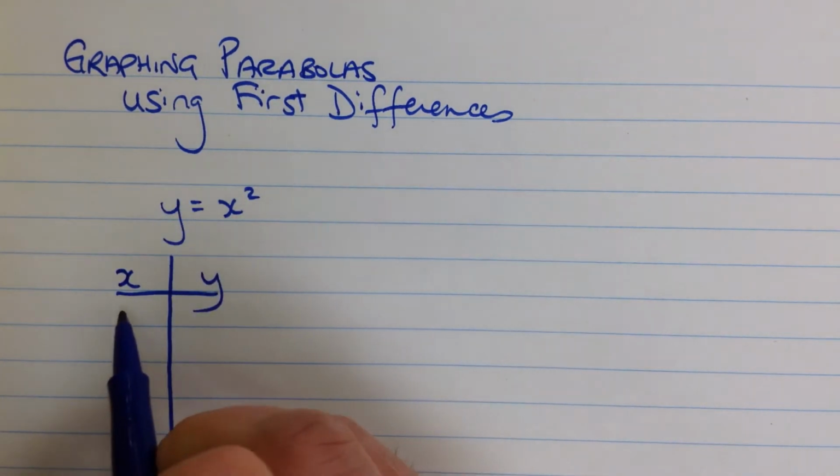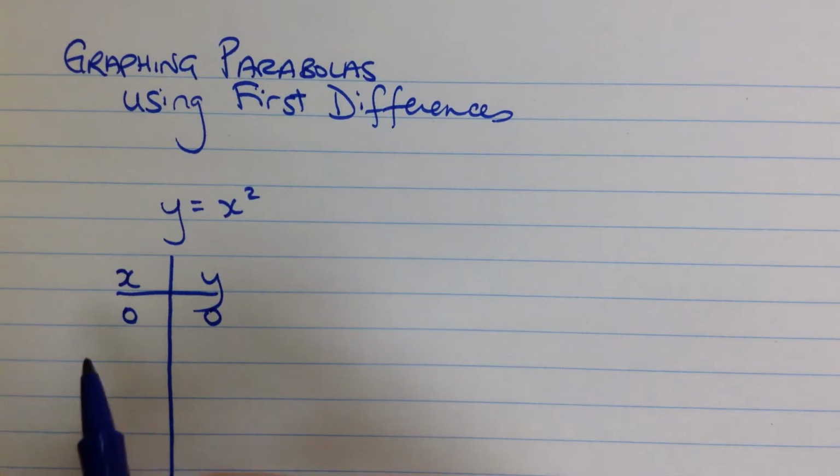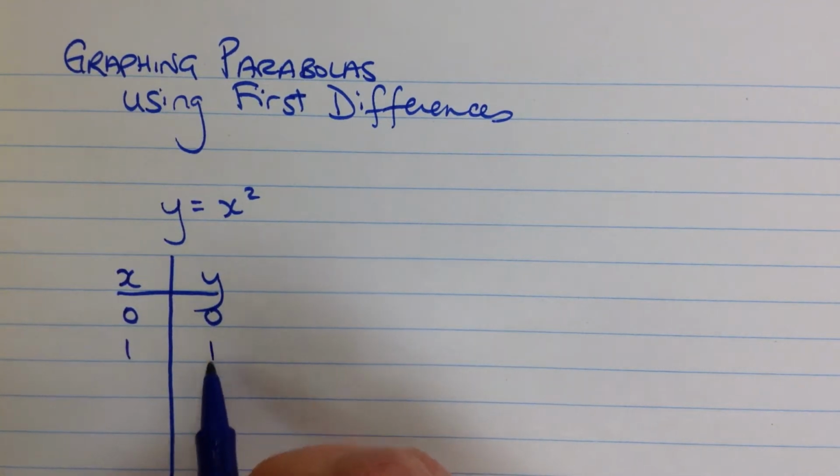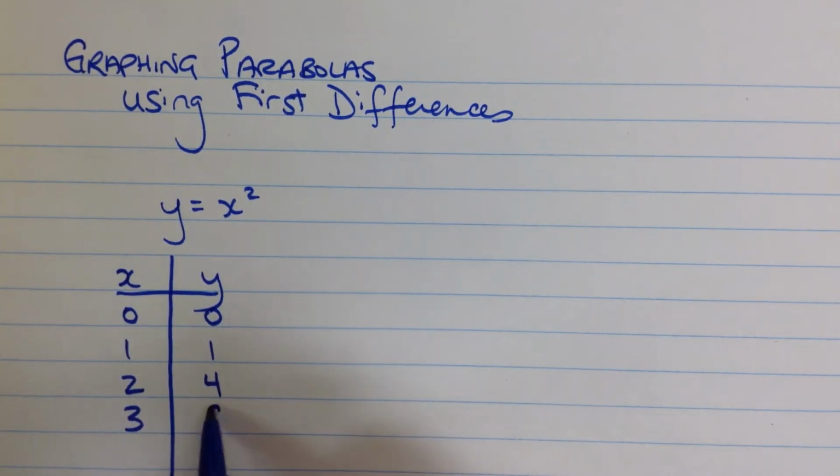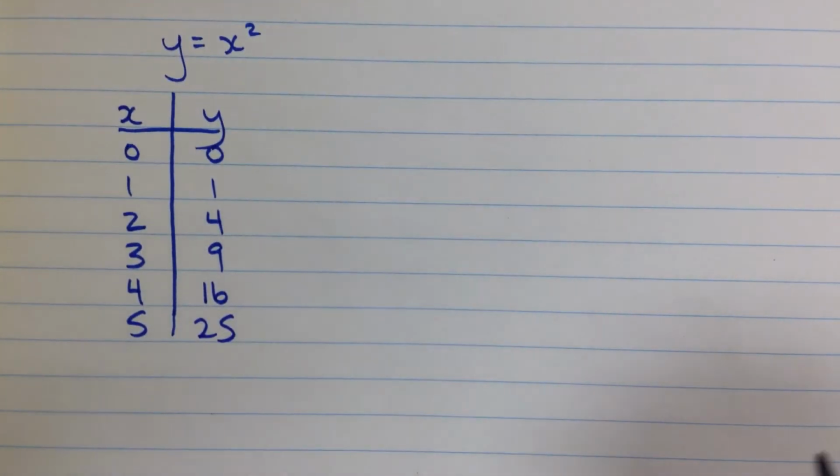And I'm going to start with where x equals 0, y is 0 squared, which is 0. When x is 1, y is 1 squared, which is 1. X is 2, y is 4. X is 3, y is 9, x is 4, and y is 16. We'll do one more, 5 and 25.